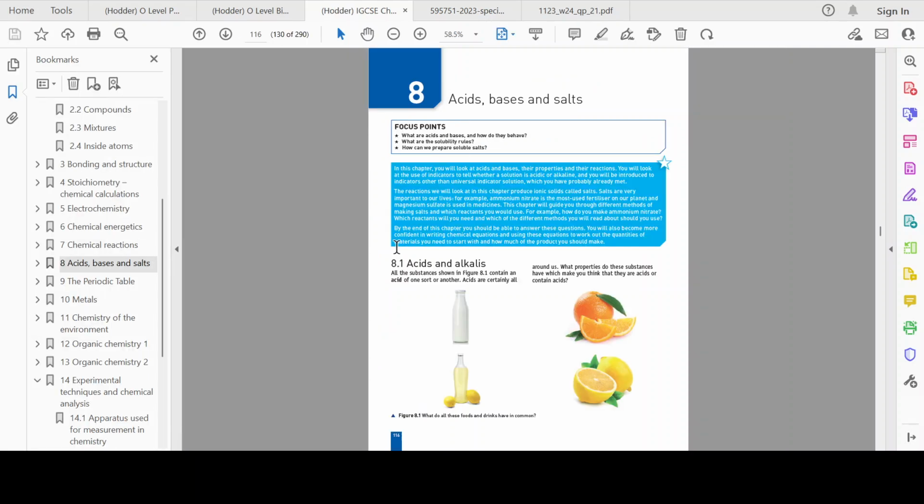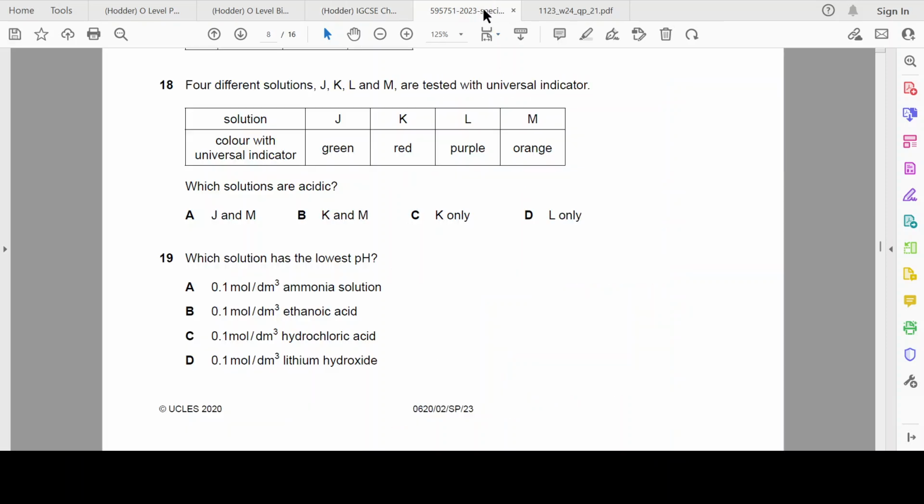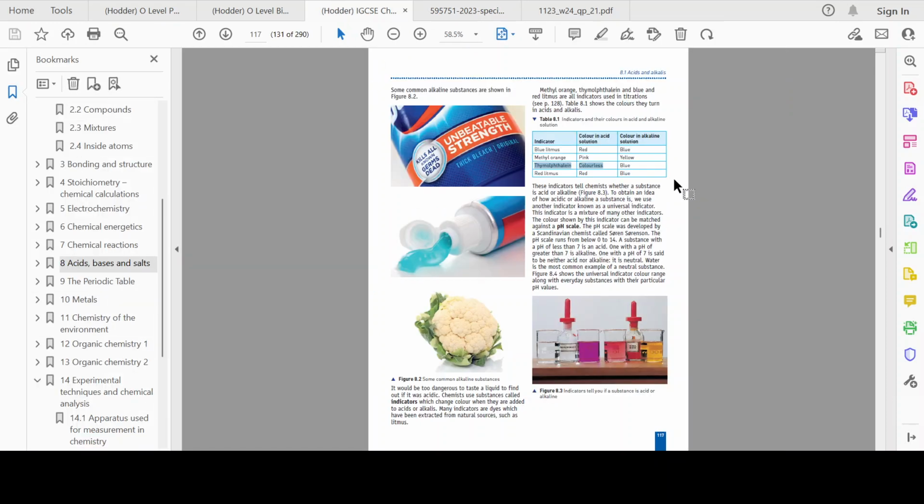And so knowing the color changes is important, right? That's given over here, at the beginning of the chapter. So you got pink for methyl orange, and colorless over here for thymolphthalein. It's not really helping, is it? Red and orange. So pink. No.